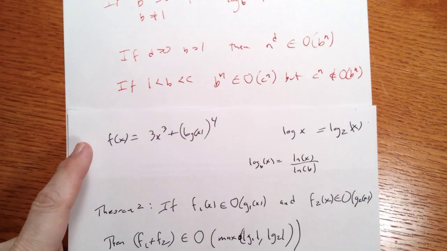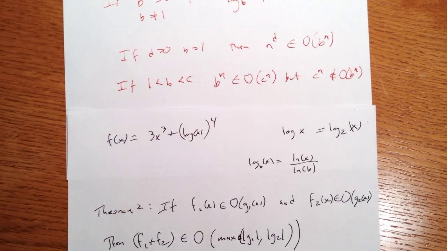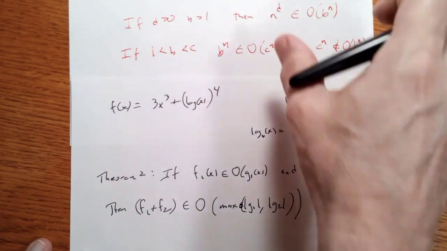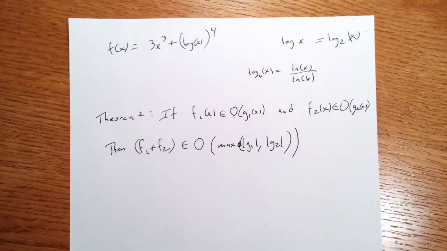And that means I can go back to this function. I can say, oh, well, I've got a 3x cubed and I've got a logarithm. Which of those is bigger? Well, based on that giant list that I'm about to take off the top of the page here, I know that the logarithm is smaller than big O of n.